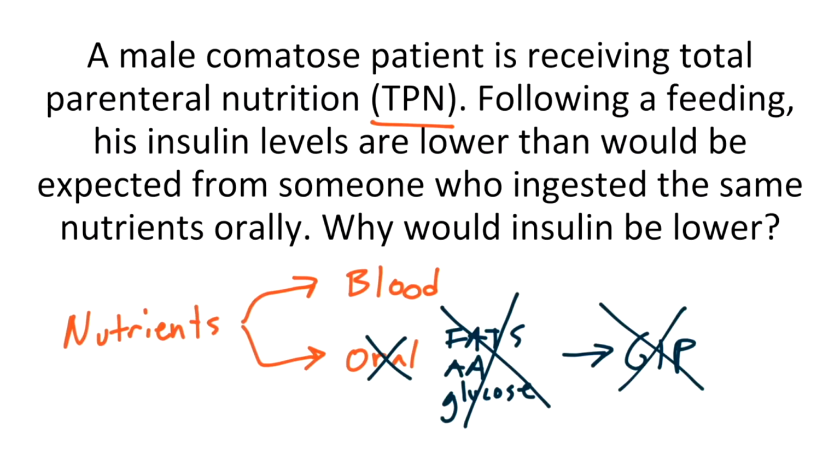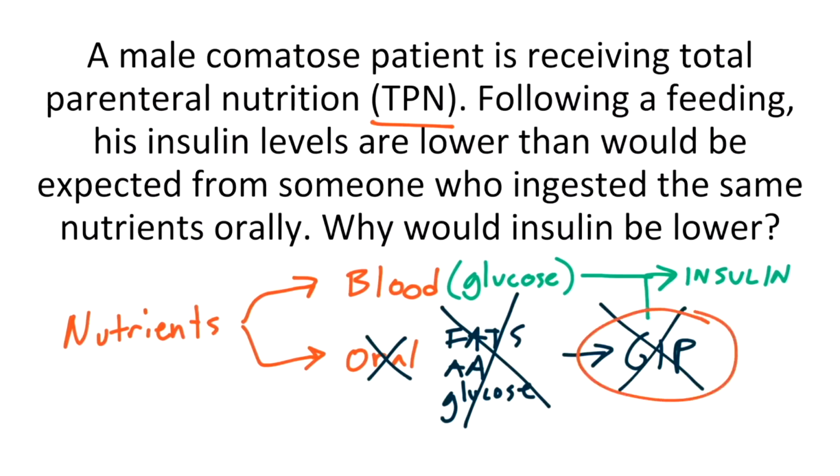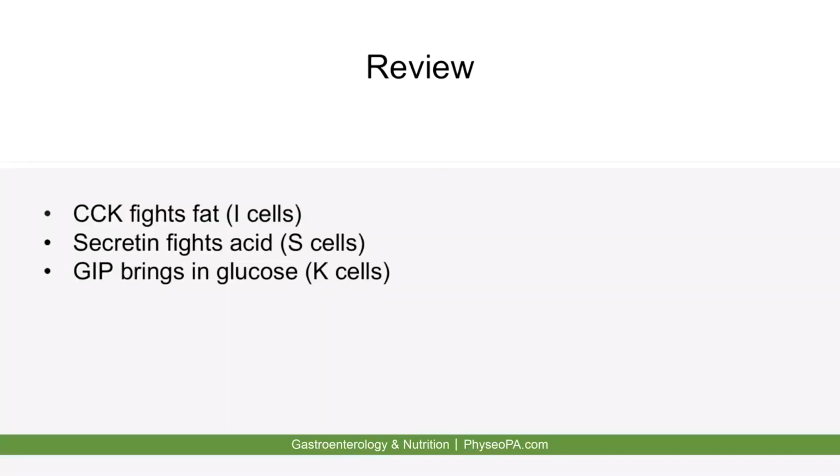Now, GIP normally stimulates the pancreas to increase its secretion of insulin. Glucose will still enter the blood and can then stimulate the beta cells directly, increasing release of insulin. But the amount of insulin release would simply be lower on account of the lack of GIP. So to review, we have CCK, which fights fats and is released by the I cells. Then we have secretin, which fights acids, released by the S cells. And then GIP brings in glucose, and it's released from the K cells.